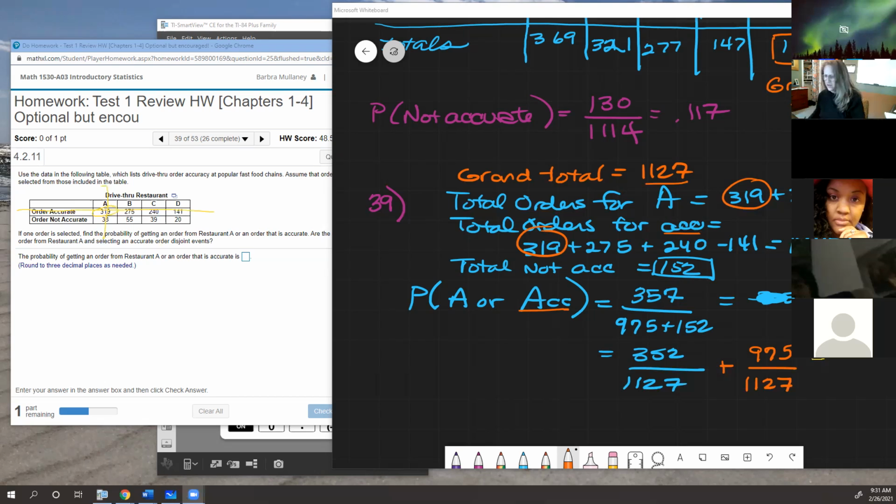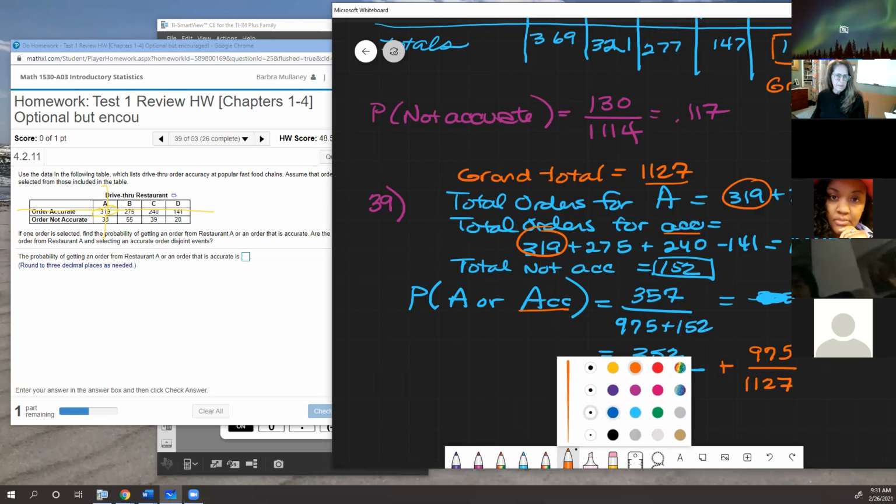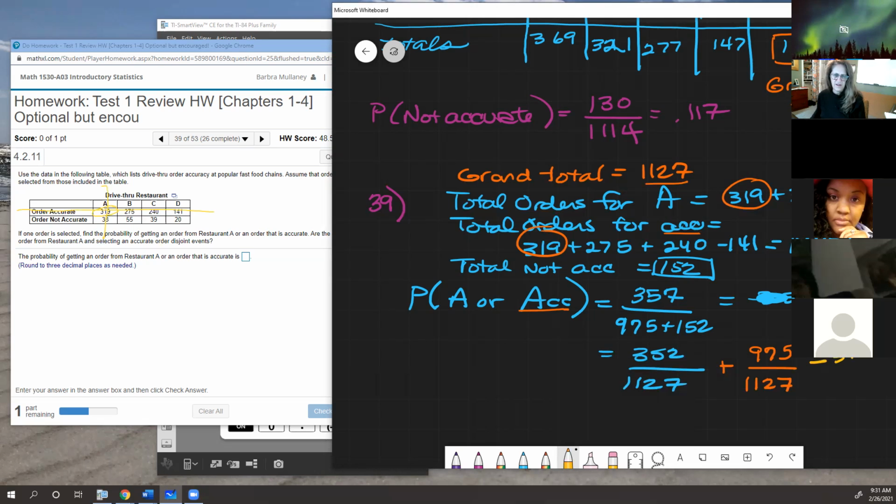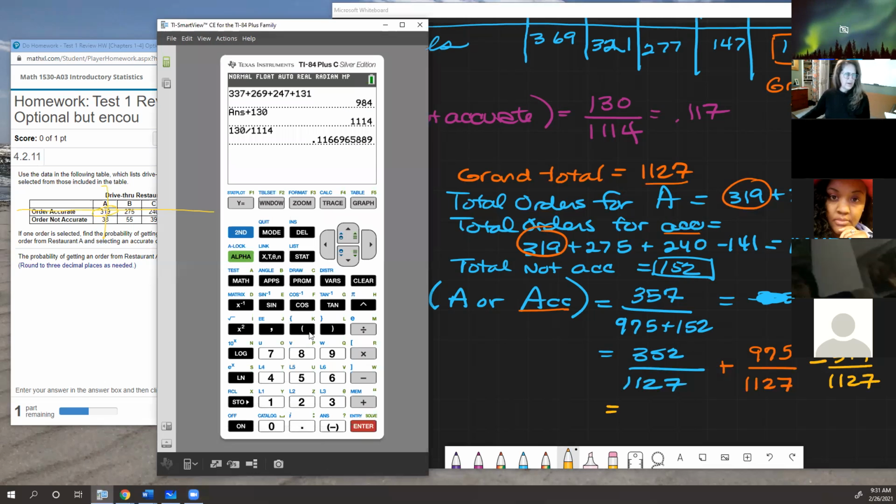Let me get out my annotation now. Minus 319 over the total, 1127. And now we can put that in our calculator. 909. All right. So we're going to add everything in the numerator, subtract that 319, and then divide by 1127. Is that what y'all get? 0.8944?